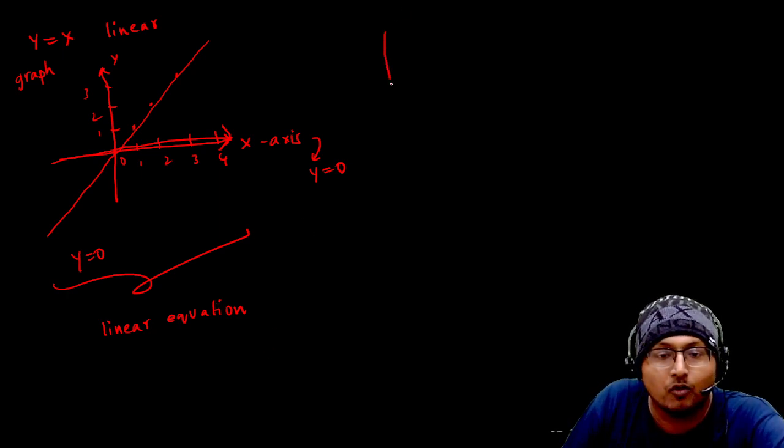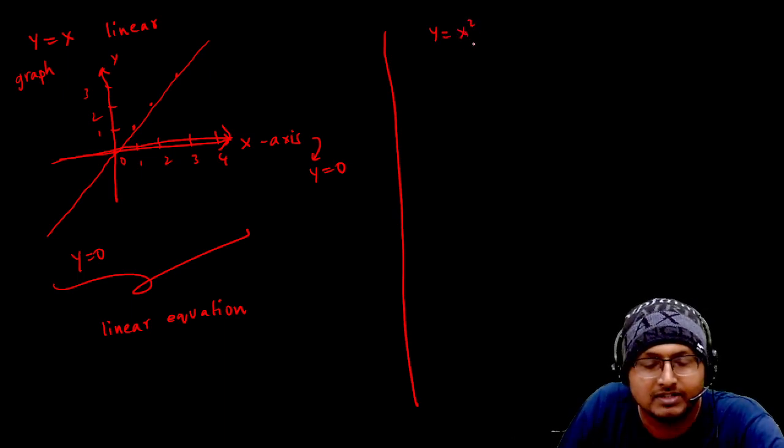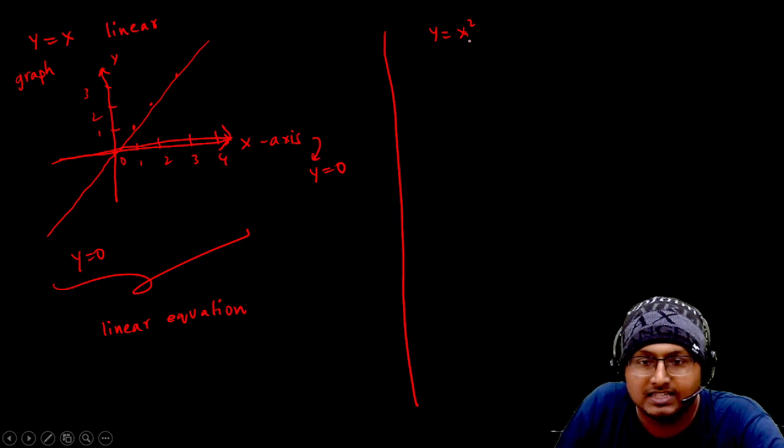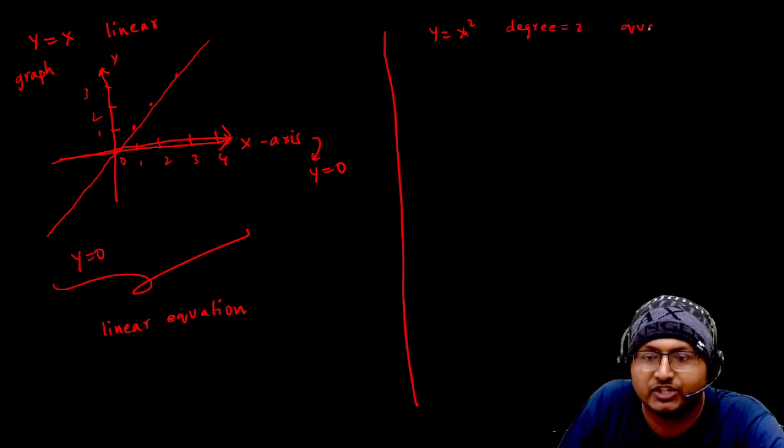But how about the quadratic equation? Suppose we have to know what y equal to x square is. You tell me, y equal to x square, does it represent a quadratic equation? Yes, this represents a quadratic equation because it is of degree 2, right? The maximum power of the variable x is 2. So degree equal to 2, it is a quadratic equation.